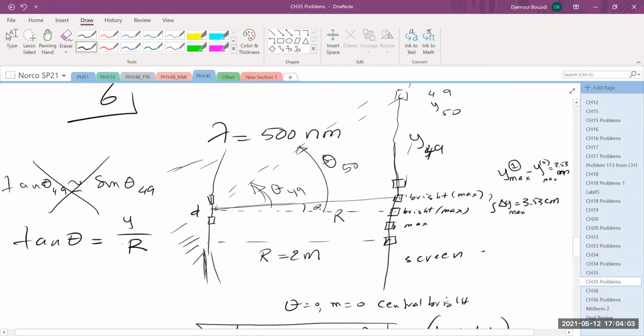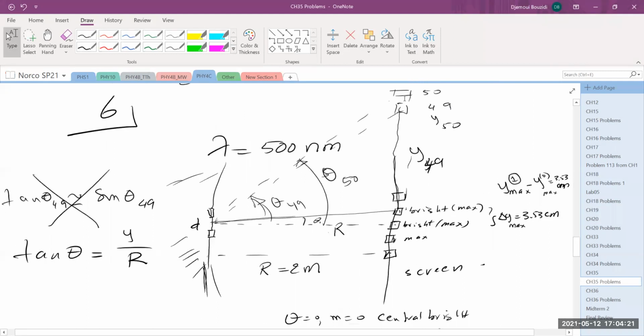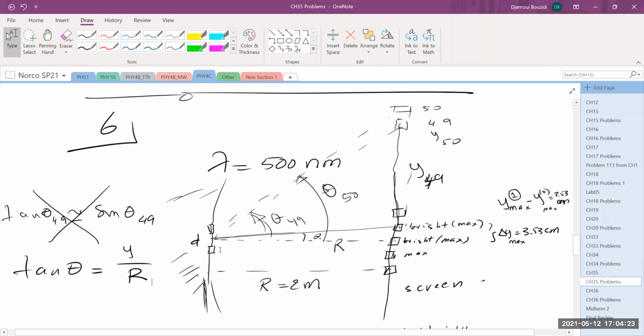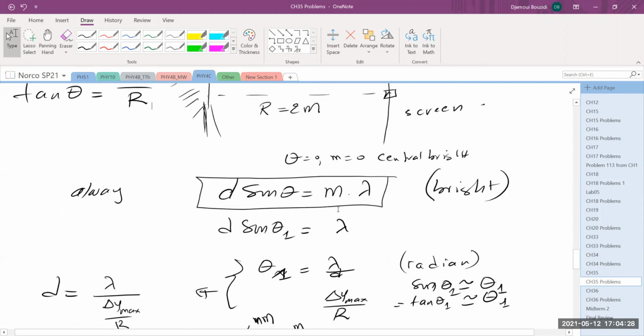We used it in the case where we are very close to the center, where the sine, the tangent, and the theta itself in radians are the same. So in this case, sine theta and tangent theta are the same. We used it to find d, because we need d for our calculations for the 49th and the 50th. After we found d, we found theta 49 and theta 50 using this expression, since we know what d is now, m is 49 and the other m is 50, and lambda is given as 500 nanometers. From here, we can find the two angles, theta 49 and theta 50.